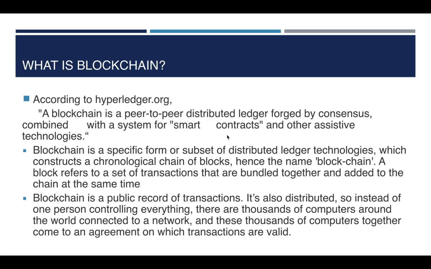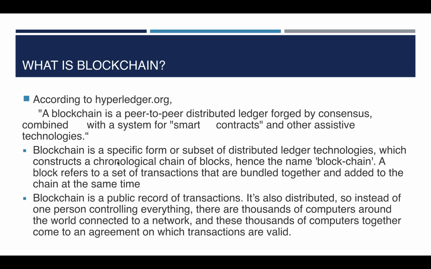So, smart contracts are the programs that we place on the network, and when certain conditions are met, smart contracts will get executed on their own. We will learn more about smart contracts moving forward in this session. Next, we are also stating other assistive technologies. So, what are other assistive technologies? They are digital signature, hashing algorithm, peer-to-peer networking, etc.